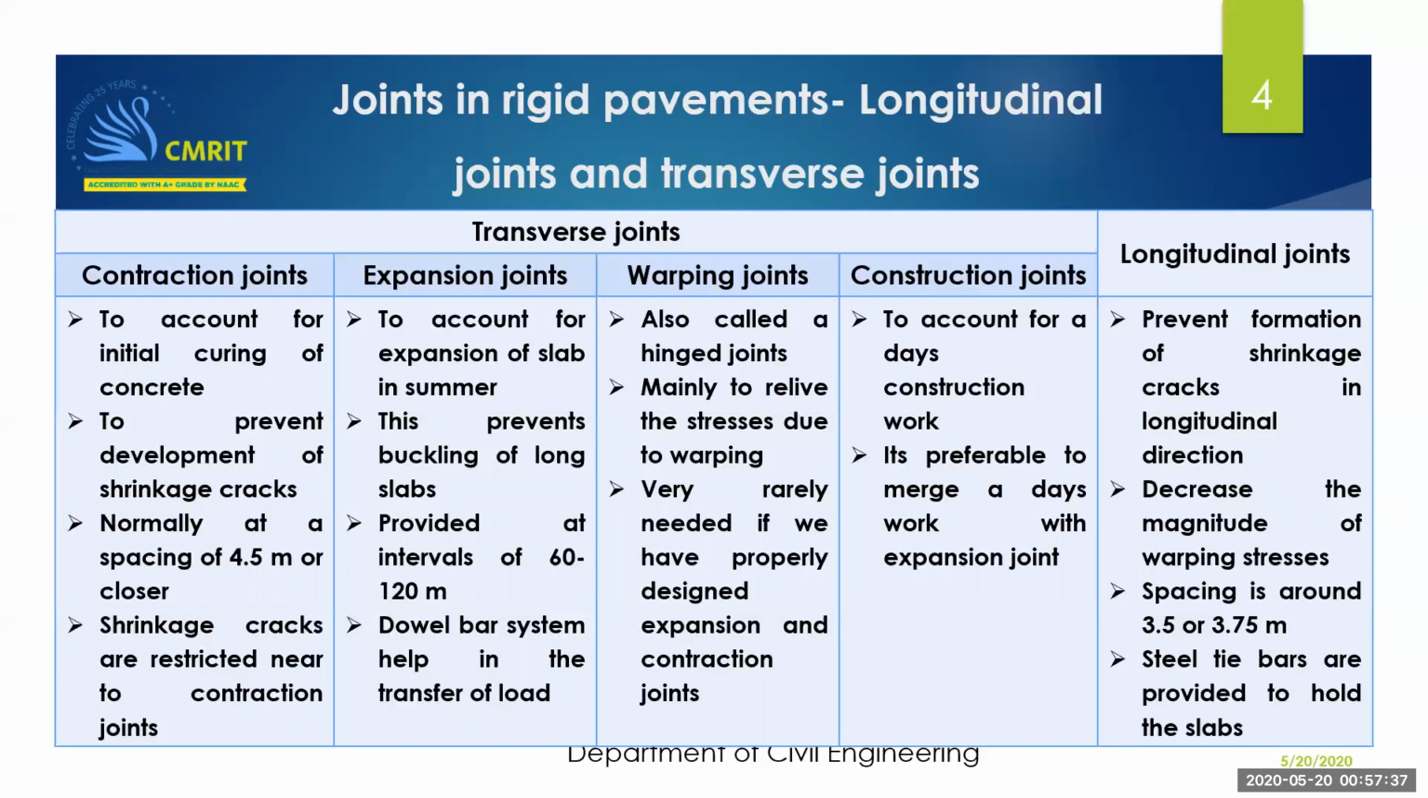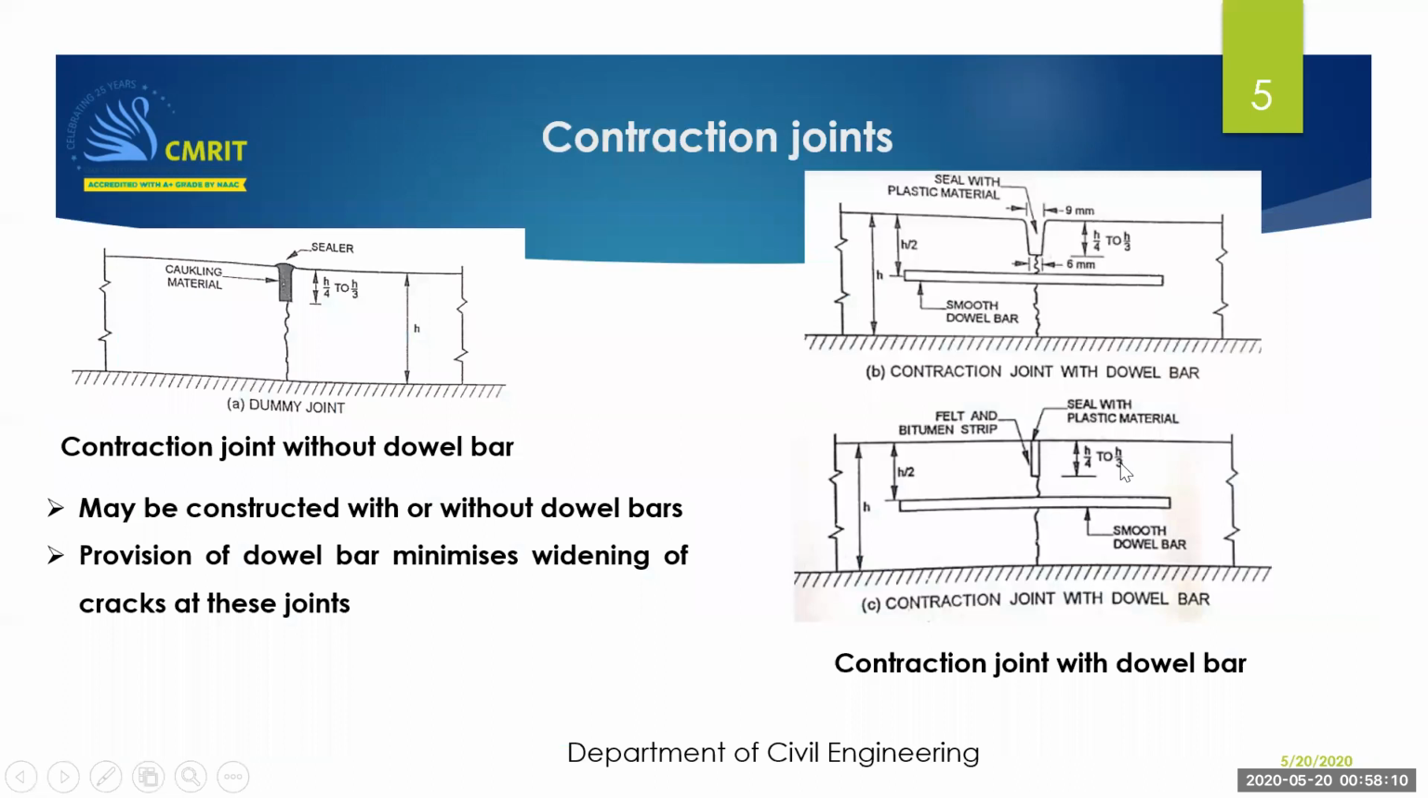Coming to the construction joint, it accounts for a day's construction work, and it is preferable to merge a day's work always with an expansion joint. Now coming to a longitudinal joint, it prevents the formation of shrinkage cracks in the longitudinal direction, and they are always provided in multiples of 3.5 or 3.75, which corresponds to the lane width. Tie bars are generally provided to hold the bars in position. Now, contraction joint, so basically this is a contraction joint.